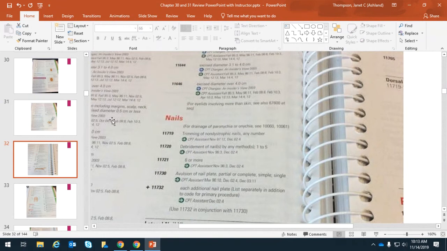Moving on, if we go to 11719, we see nails. So our nails are a part of the integumentary system. So we've got debridement, trimming, and avulsion.